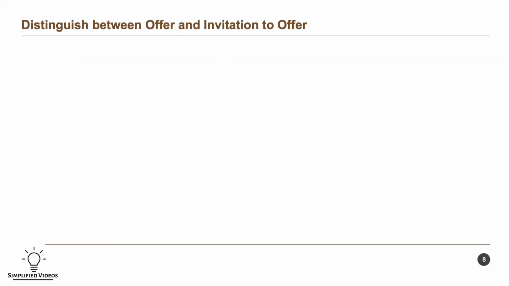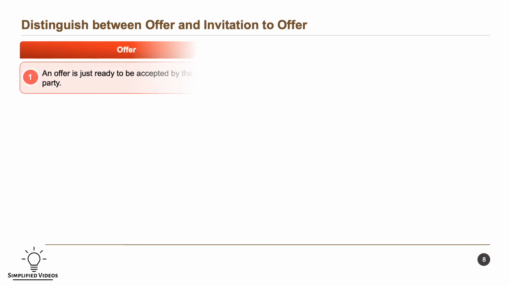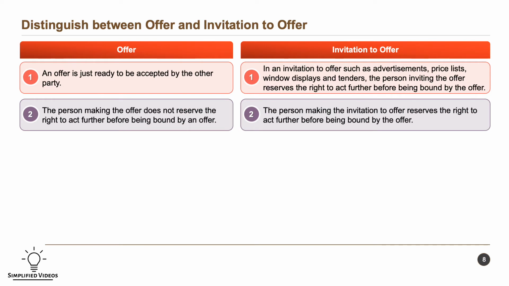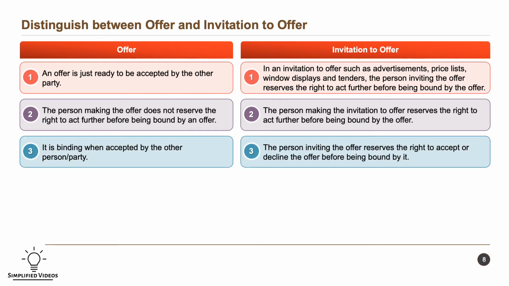Difference between an offer and invitation to offer is: an offer is ready to be accepted by the other party. In an invitation to offer, such as advertisements, price lists, window displays and tenders, the person inviting the offer reserves the right to act further before being bound by the offer. The person making the offer does not reserve the right to act further before being bound by an offer. On the contrary, the person making the invitation to offer reserves the right to act further before being bound by the offer. An offer is binding when accepted by the other person or party, while the person inviting the offer reserves the right to accept or decline the offer before being bound by it.